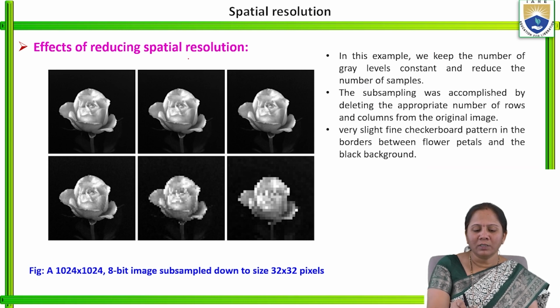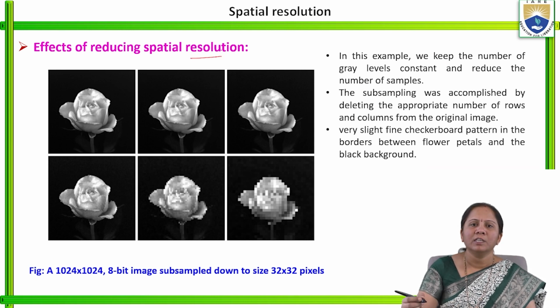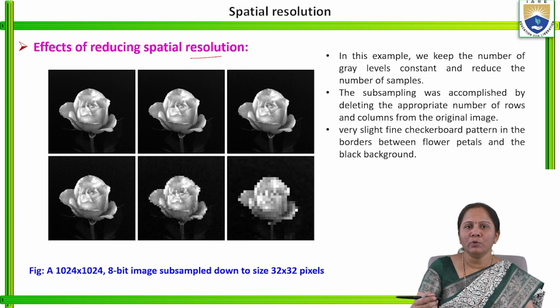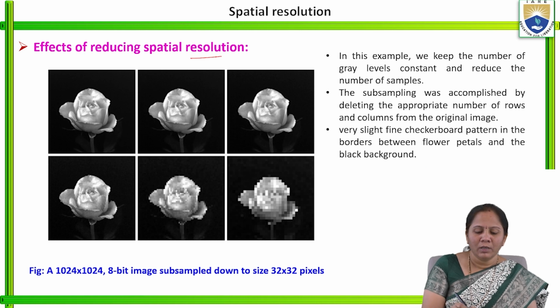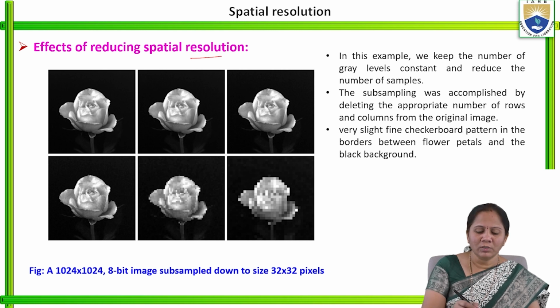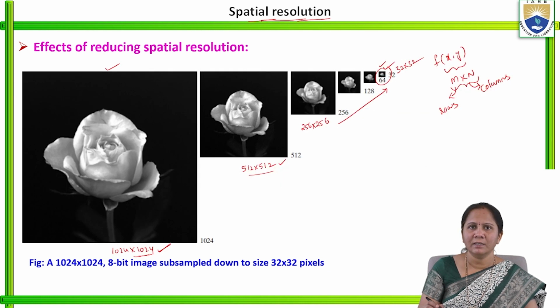Now, what are the effects of this spatial resolution? If the spatial resolution reduces, what will be the effects? Reducing the spatial resolution means reducing the values of x and y by deleting the number of rows and columns. So let us consider the same image we have seen in the previous slide.